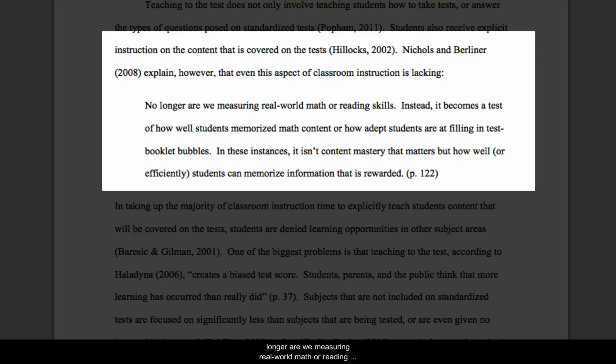No longer are we measuring real-world math or reading skills. Instead, it becomes a test of how well students memorized math content or how adept students are at filling in the test booklet bubbles. In these instances, it isn't content mastery that matters, but how well or efficiently students can memorize information that is rewarded.